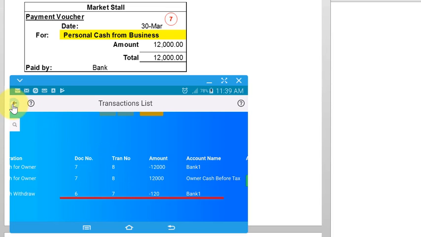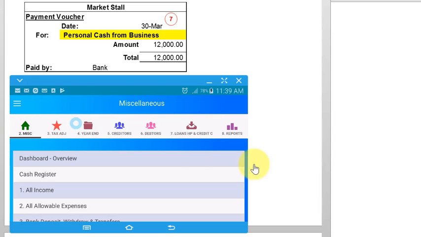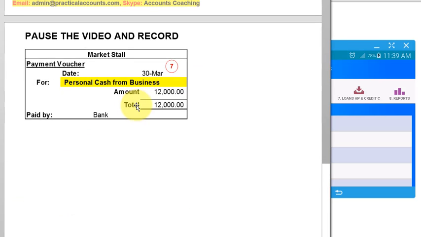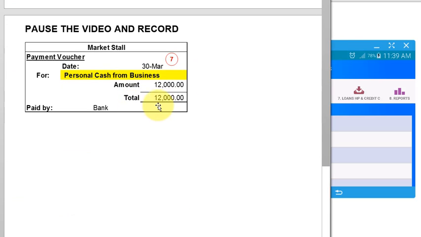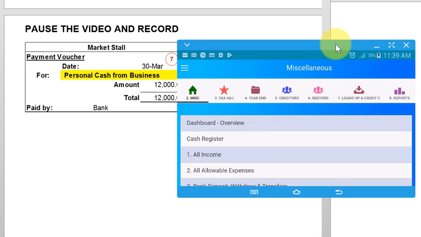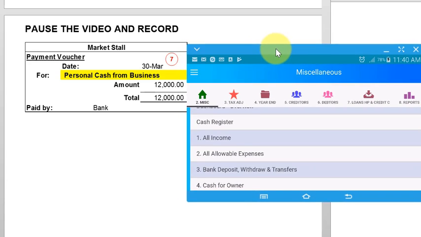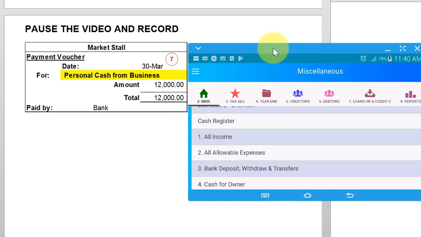We are satisfied with that. So the next task now is to pause the video and record. But, however, before we get to that stage, which form are we going to use? The form is in module number 2, and that is form number 4. Cash for the owner, recording this money taken for personal use. Pause the video and record if you like.